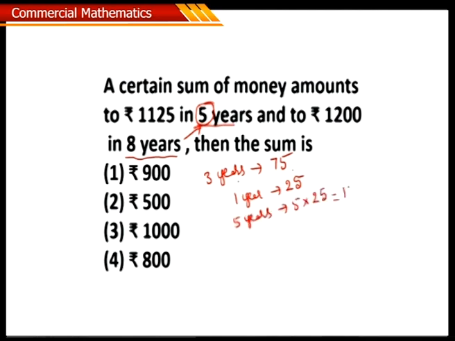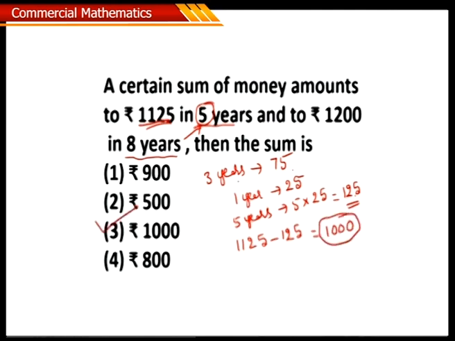It is 125 rupees. So what is the interest in 5 years? 125 rupees. So the total amount is 1125, and from this, 125 rupees is interest. So what is the principal amount now? 1000 rupees. So what is the sum?